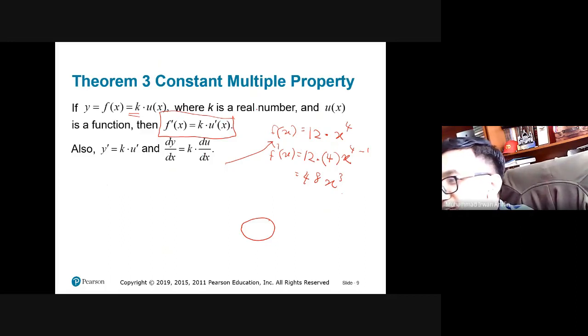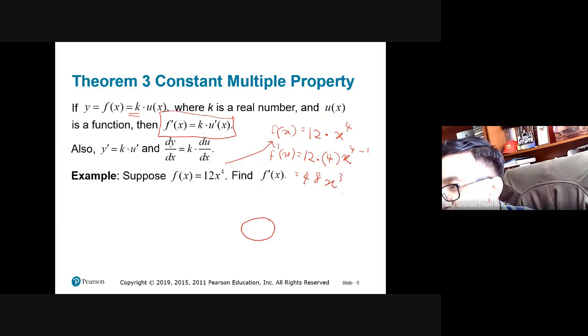I did not erase this from yesterday's discussion. This is the third shortcut, constant multiple property. If we have a function which is a combination of a constant and a function, how do we find the derivative? We simply find the derivative of the function while the constant remains as it is.